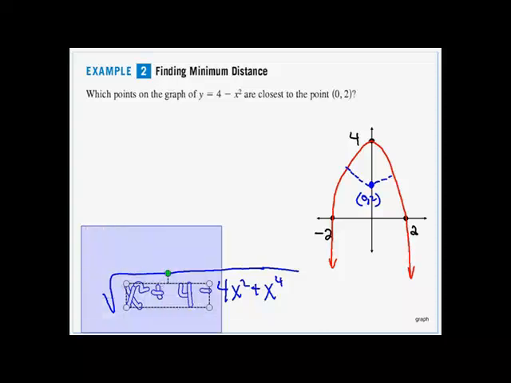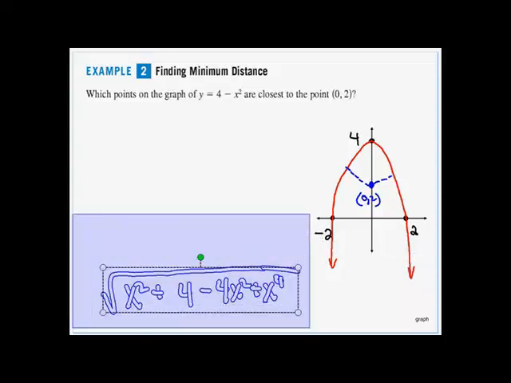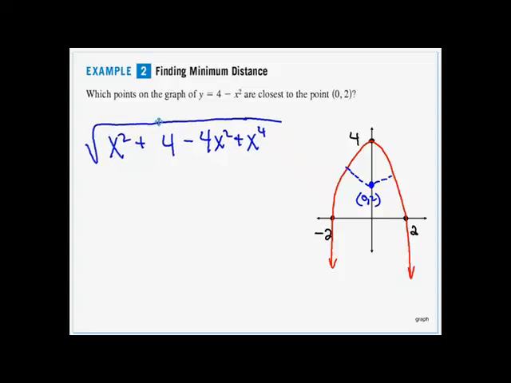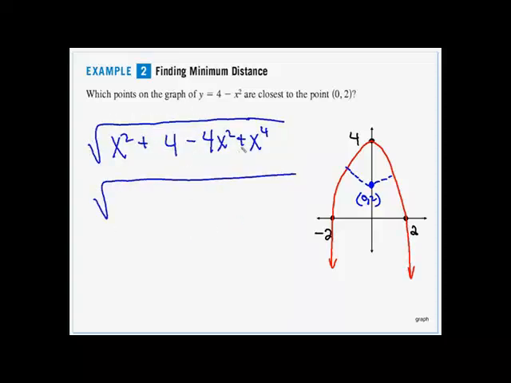So here is our primary equation, and this is what we want to maximize or minimize. We can still combine a little stuff on here. We have an x to the 4th, and we have an x squared minus 4x squared, which is minus 3x squared, plus 4. Now let's think about the feasible domain.